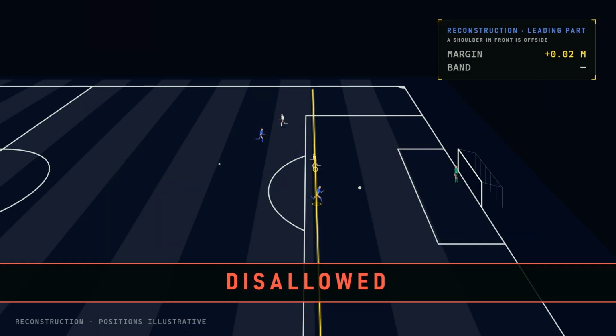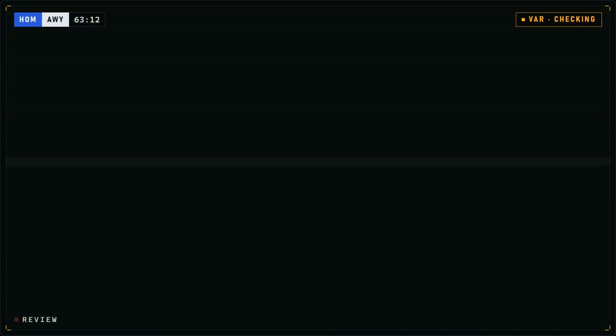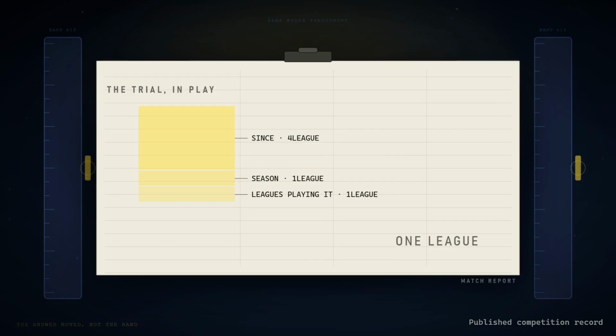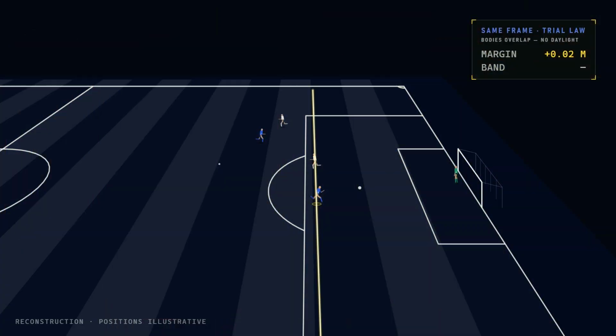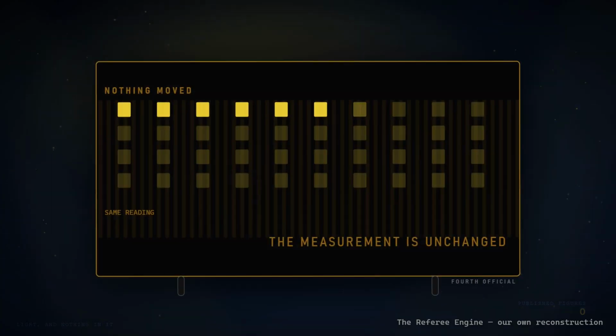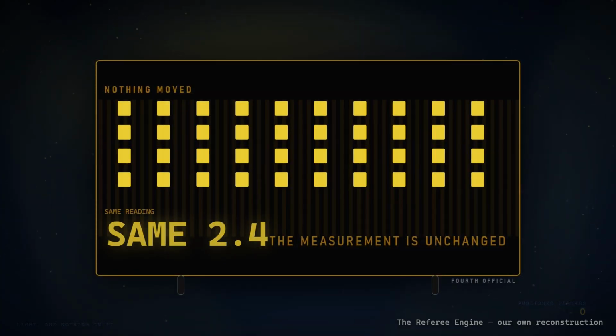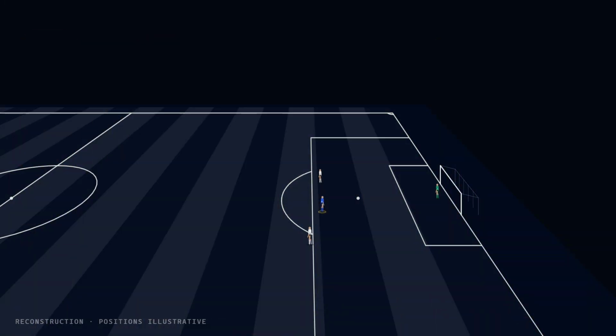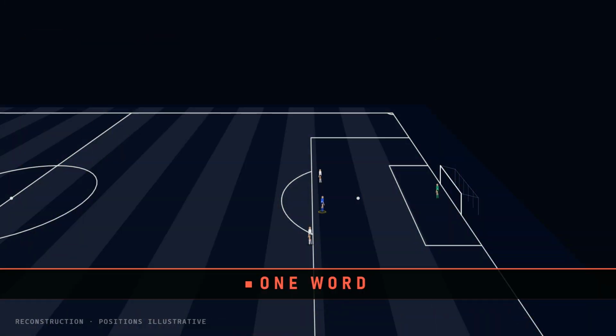So the goal died. Now watch the same frozen frame under a different offside law. One a professional league has been playing since the 4th of April. Same frame, same ball, same 2.4 centimeters. Goal. Nothing moved. Your measurement did not get better. Somebody changed one word and this goal came back to life.